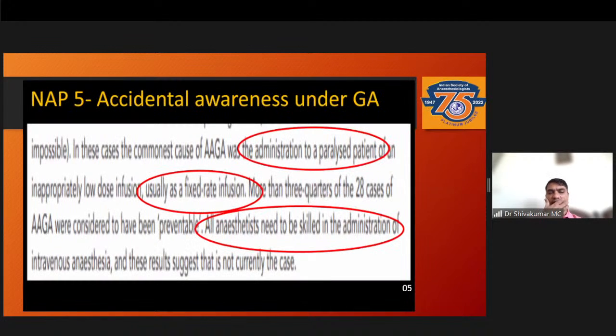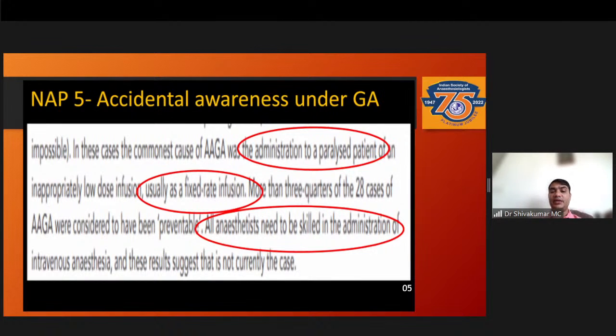So coming to the national audit project of accidental awareness under general anesthesia. What they have observed is that the commonest cause of accidental awareness during general anesthesia, especially in a paralyzed patient, is an inappropriately low dose infusion, usually a fixed rate infusion. More than 3/4 of 28 cases of accidental awareness during general anesthesia were considered to be preventable.